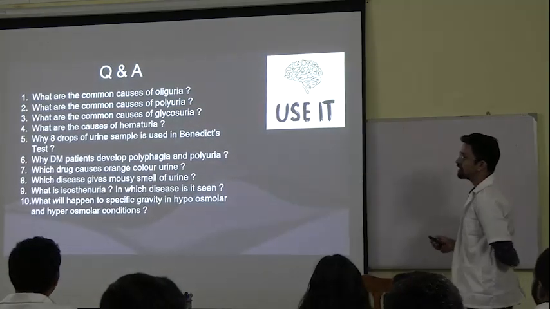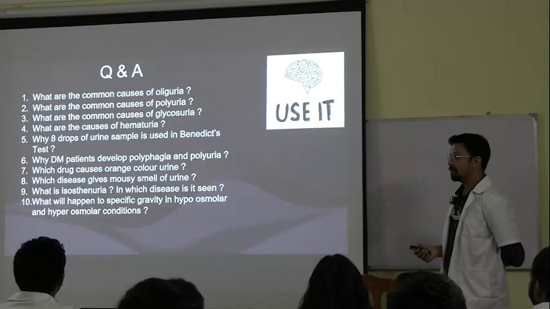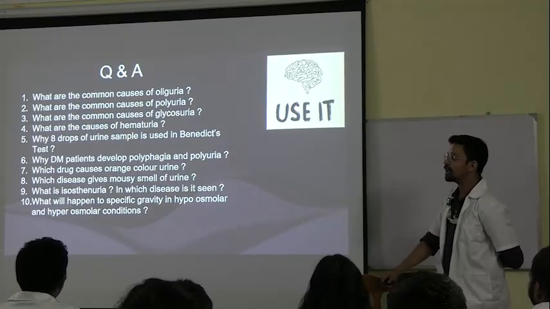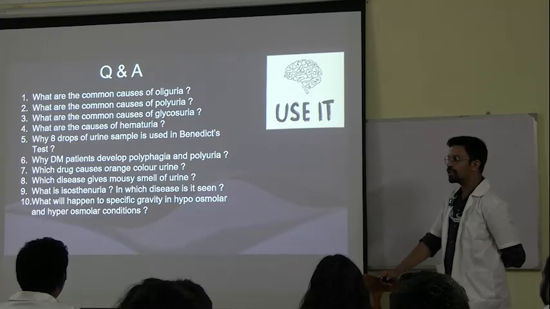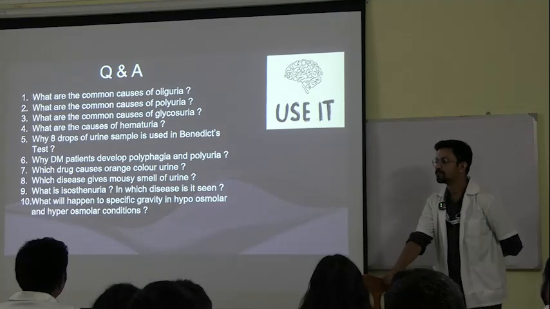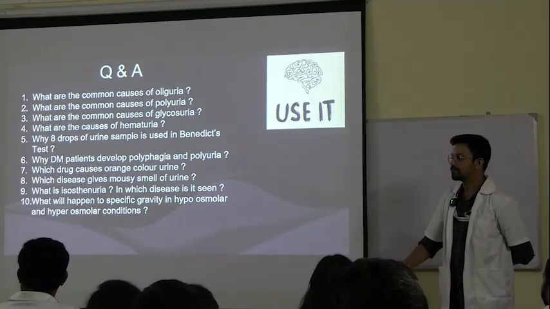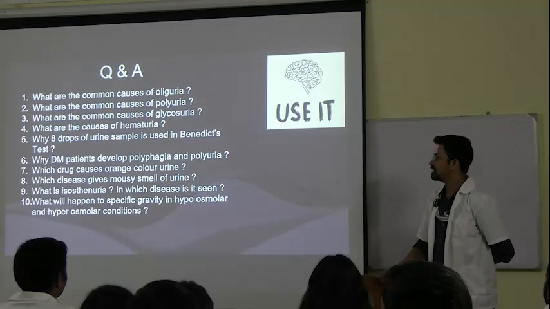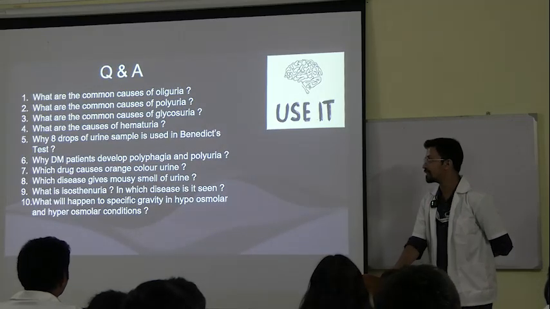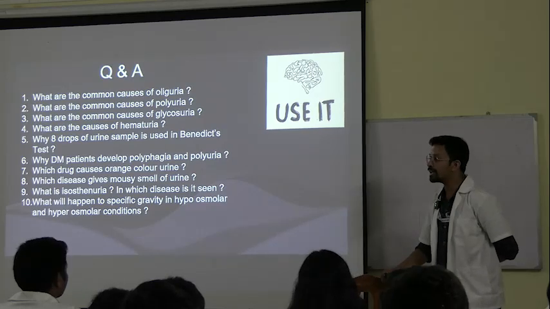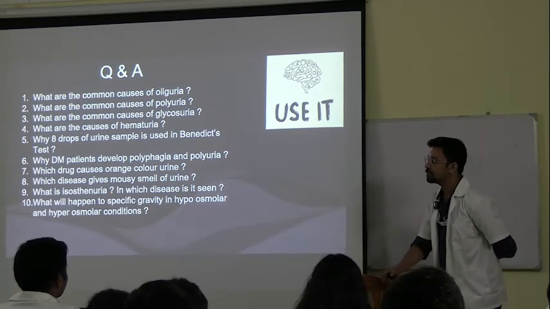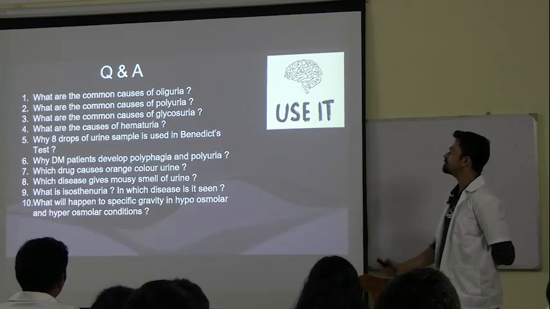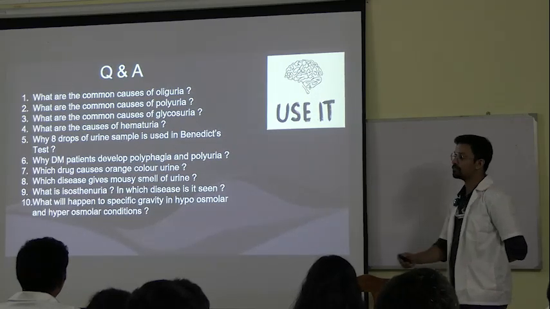Now these are some questions and answers. Let's solve it. What are the common causes of oliguria? You all know about oliguria, right? What is oliguria? Less urine. How much? Less than 500. Anuria is less than 100. Less than 500 ml in how much time? 24 hours. Over 24 hours. Fine. Now what are the causes of oliguria?